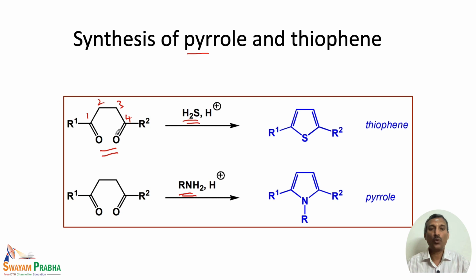So, this 1,4-dicarbonyl compound, when treated with hydrogen sulfide in the presence of an acid, leads to thiophene. That means introduction of sulfur takes place in this particular case. And if we use a primary amine as the other substrate, the 1,4-dicarbonyl compound reacts with the primary amine to give the corresponding pyrrole derivative. Here the R group is present on the nitrogen. So, whatever substituent is present on this primary amine is present here. So, we have a substituted pyrrole derivative formed.